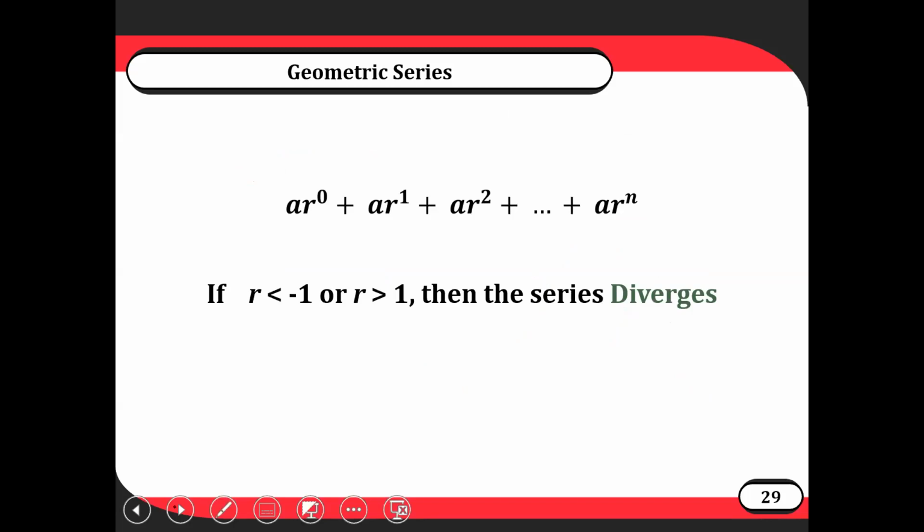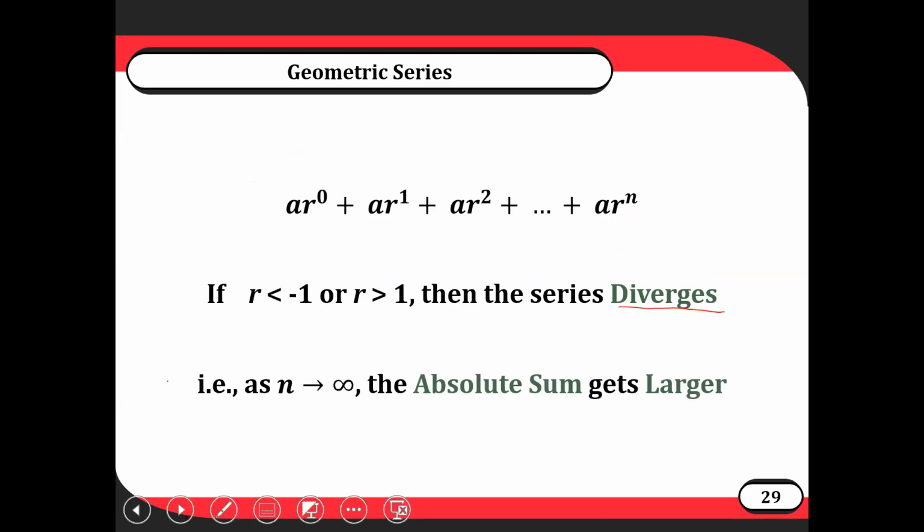All right, so geometric series, if r is less than -1 or r is greater than 1, then the series diverges. So what that means is that as n approaches infinity, the absolute sum gets larger and larger and larger.